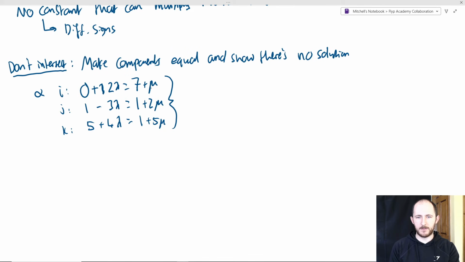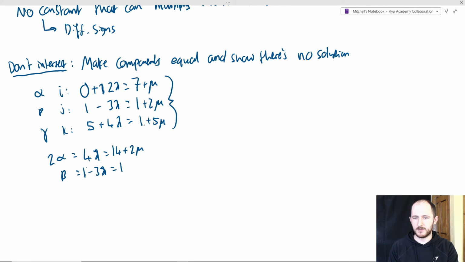I'm going to call these alpha, beta, and gamma, which again is a fairly common notation for solving these equations. And what I'm going to do is I'm going to double alpha to get mu the same, because if I double alpha, I'm going to get beta being the same. So if I do 2 alpha, I get 4 lambda equals 14 plus 2 mu, and beta is still equal to 1 minus 3 lambda equals 1 plus 2 mu. And I would like to point out you can label these 1, 2, and 3 if you want. It's just like a common notation that you might see in online resources, so I decided to use it.